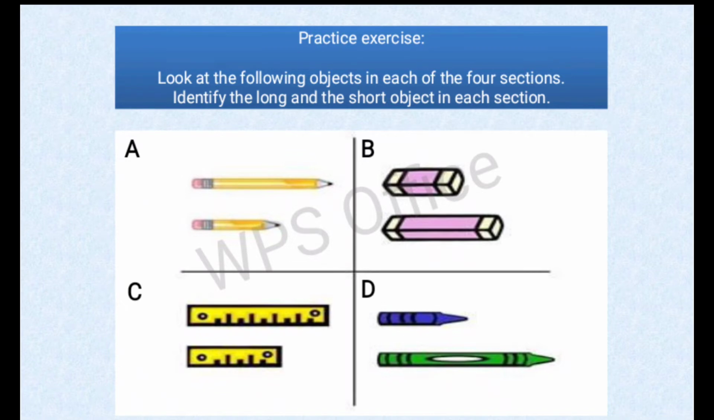Can you all identify which scale is long, first or second? Yes, the first scale is long while the second ruler is short. Now in picture D, can you all tell which color crayon is long and which color crayon is short? The green color crayon is long while the blue color crayon is short.